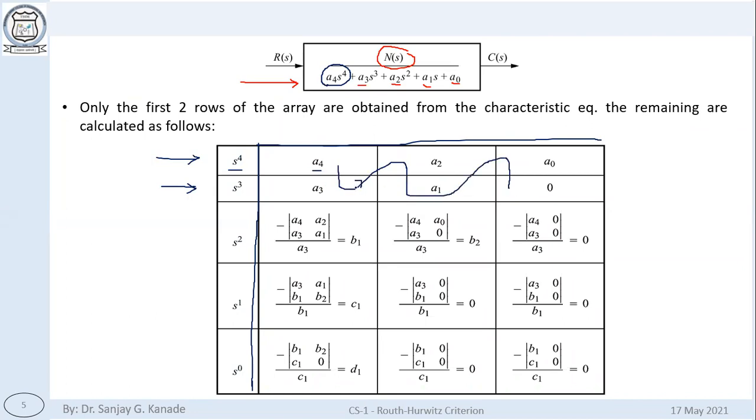We take coefficients in this sequence. Okay, you can see, am I right? A4, A3, A2, A1, A0. And if the coefficients are finished, then we write it using 0.